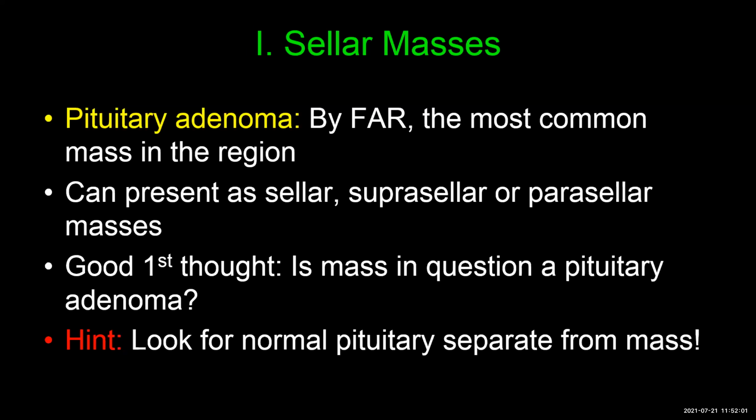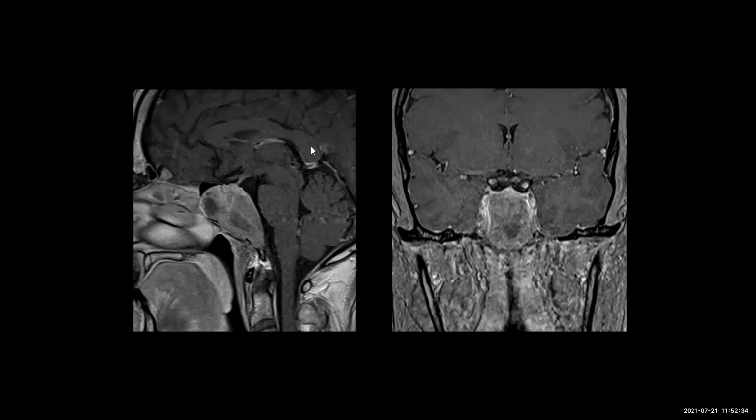So when we talk about regional masses, the culprit by far that is the most common is going to be the pituitary adenoma. So because of that, whenever we see a mass in this general region, the first question that we need to ask ourselves is, is this mass a pituitary adenoma? And a really good way to answer that question is see if we can see normal pituitary gland separate from the mass. And that would mean that the mass is one of the unusual ones that did not arise from pituitary tissue.